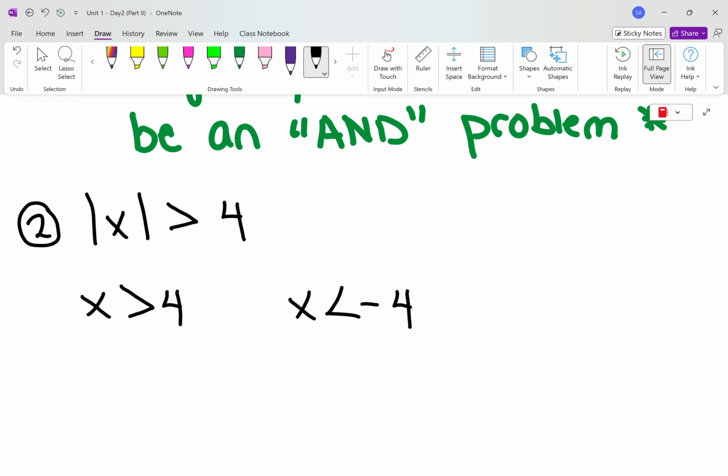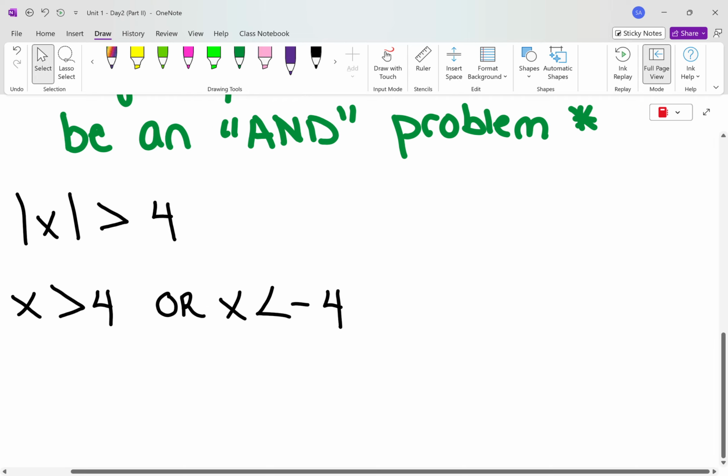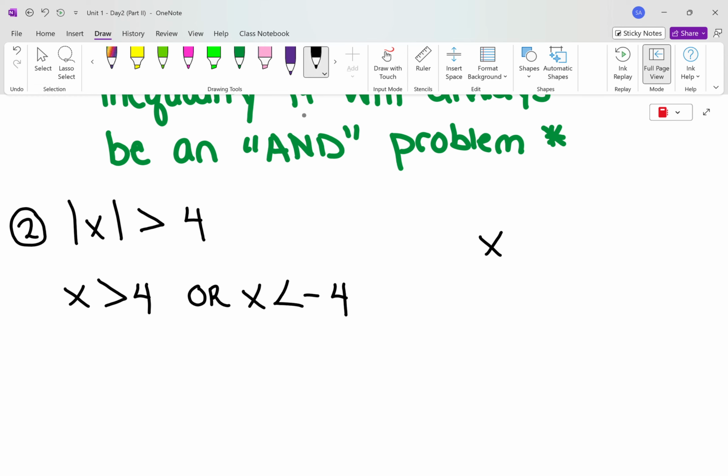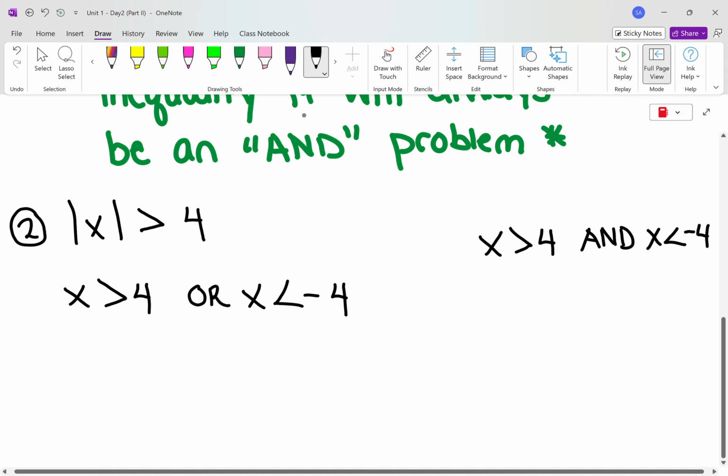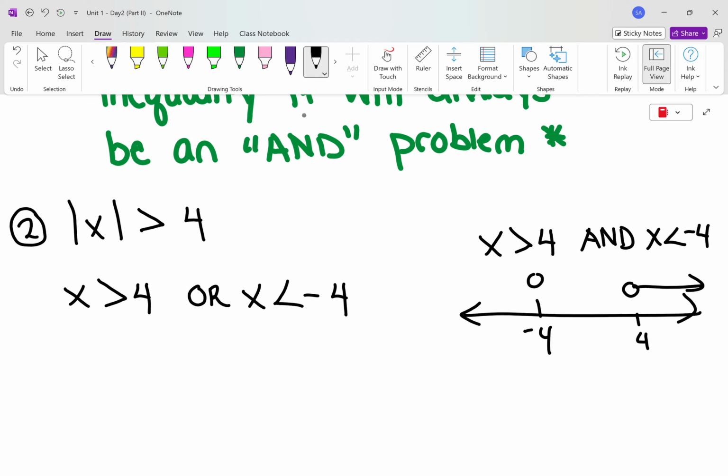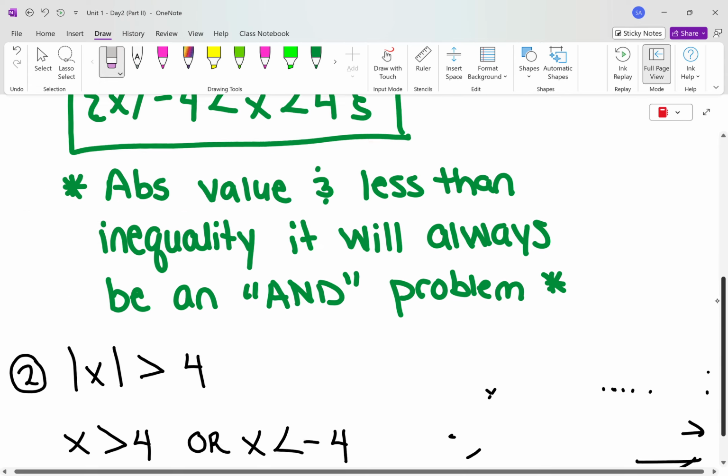But now we need a connecting word. Do you think it's an and or an or? What's your name in the back? Ilya. Or. Yeah, this is an or. Let's talk about why it's not an and. Don't write this down because it's wrong. But if we had X is greater than 4 and X is less than -4, the graph would look like this. And what would be the solution if the graph looked like that for an and? No solution, right? And clearly there's solutions here. So we know that is definitely not an and. Let's look at the or.